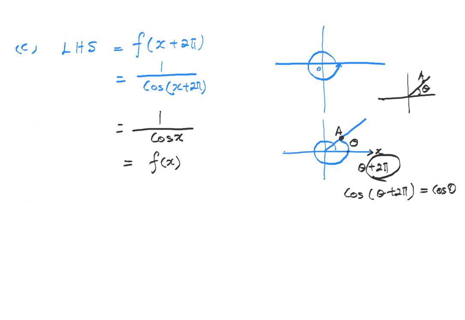Okay, can I move? So I also have like that. Sin(theta plus 2 pi) is equal to sin theta.